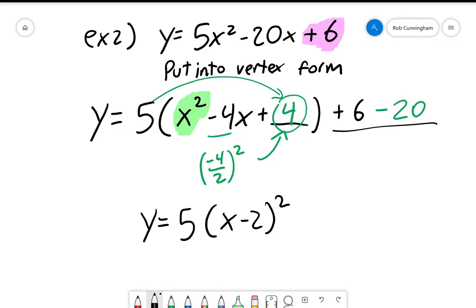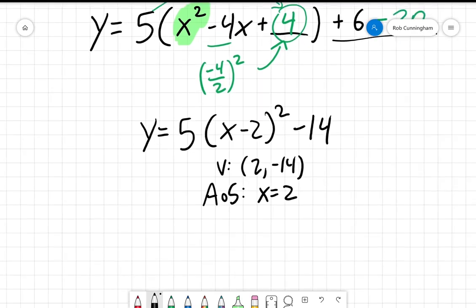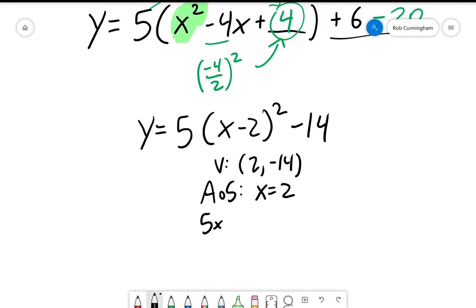Combine like terms, plus 6, negative 20, minus 14. My vertex is 2, negative 14. My axis of symmetry is x equals 2. And hey, I've got a 5 times vertical stretch.